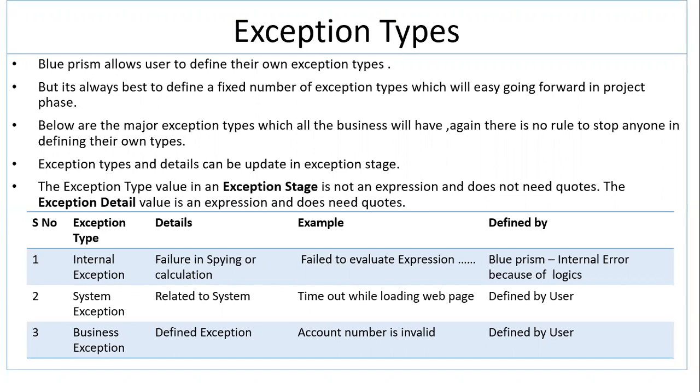And when it comes to business exception, as we saw in the earlier example, account number is invalid, which means the length of the account number is not as expected by the business. It was always expected to be 11, but it came as 10. So it can be categorized as a business exception. So this is about exception types and how you can define your exception.